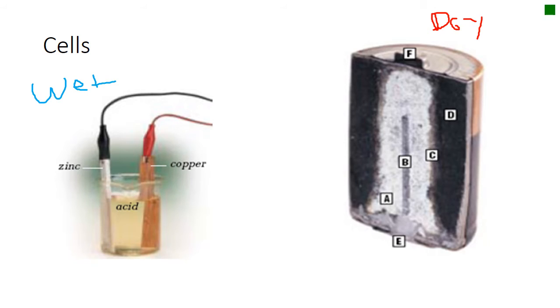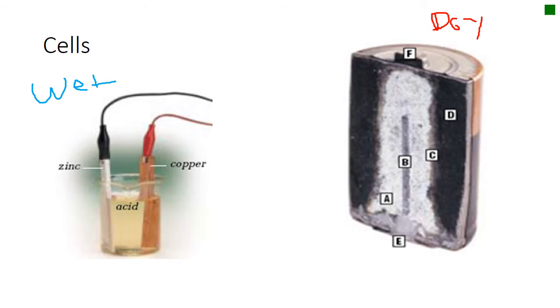So let's talk about the dry cell first. A dry cell is a device that converts chemical energy to electrical energy, and it consists of two electrodes, which are just two different pieces of metal, and an electrolyte. That electrolyte in the dry cell is a conducting paste.